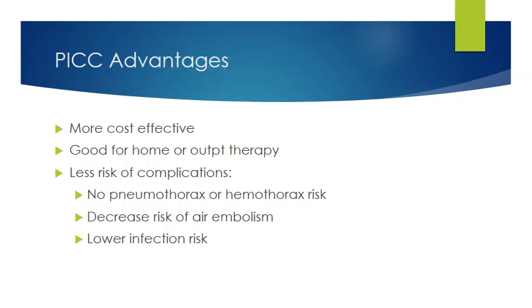Okay, so advantages of PICC lines. They have less risk of complications. Because of where they're placed, think about this. They're placed where in the arm, versus some of these other lines that we're going to talk about in just a little bit that are put in the chest. So they have no pneumothorax or hemothorax risk because of where they're placed. Decreased risk for air emboli, and again, that's due to where they're placed.